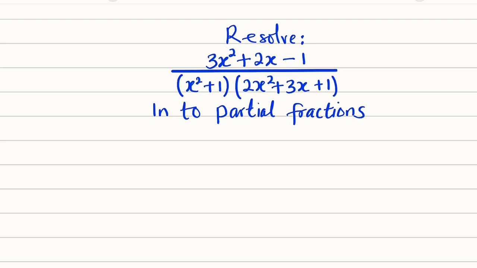But in this case, you can see the degree of the numerator is 2, and this is also 2, so the total is 4 in the denominator. And the highest degree you can see here is 2. 4 is greater than 2.